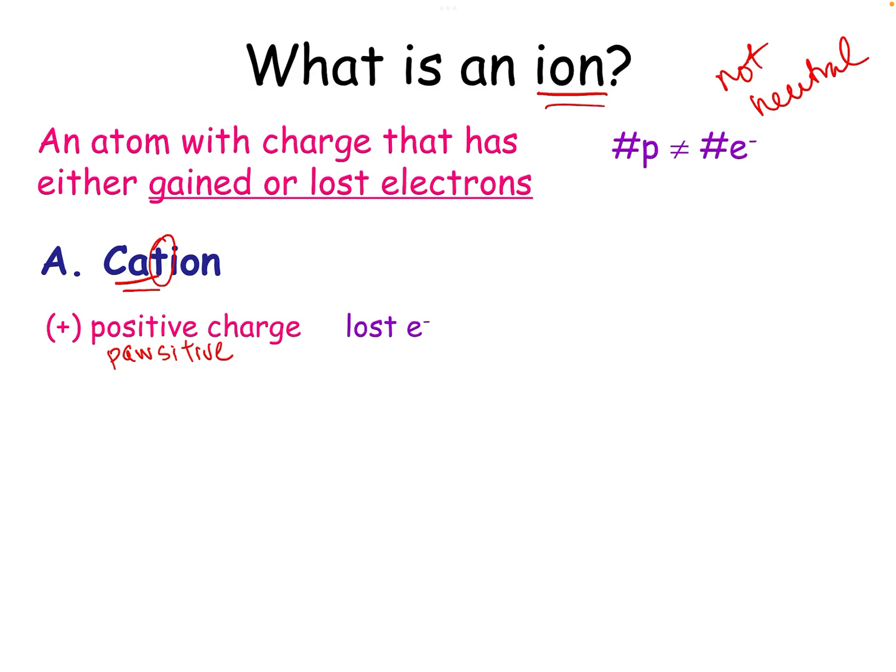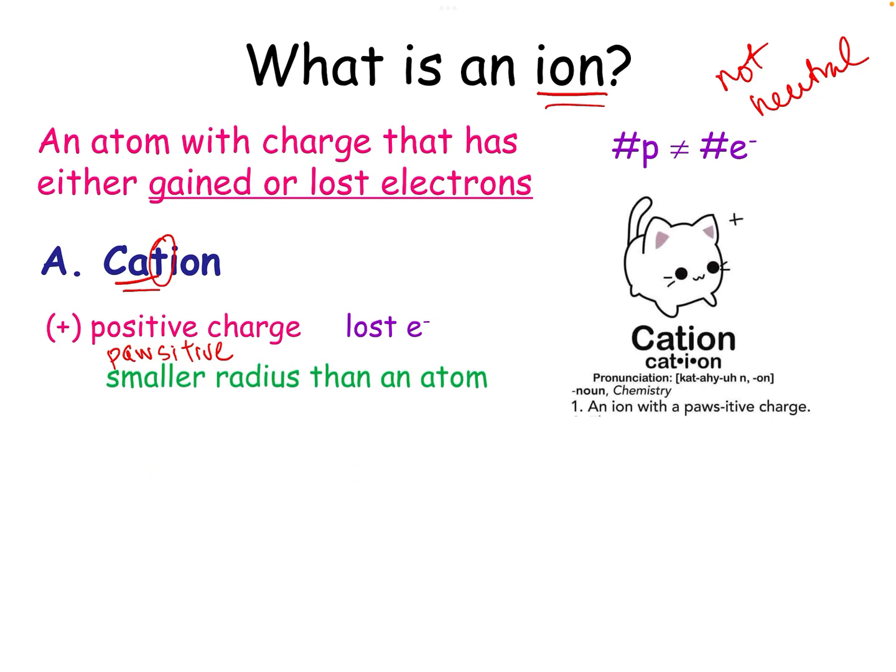This is the tricky part. Usually you think you become more positive when you gain things, like when you have more money in your bank account, you would have a positive balance. The difference is, since electrons are negative, losing negatives is like a double negative. So when we lose electrons, we become more positive. When you lose weight, your size gets smaller. When you lose electrons, you're going to have a smaller, what we call ionic radius. So your size is smaller. Isn't that cute? Cation, an ion with a positive charge.